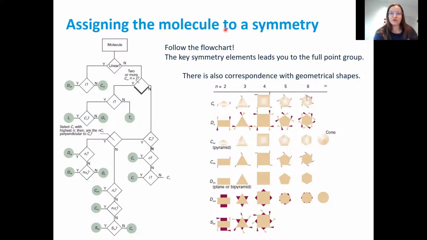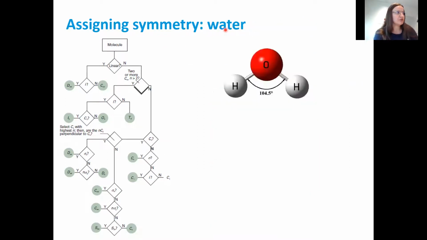So how do we actually use the flowchart? We'll do a tiny assignment of the molecule of water. So we have our molecule. We look at the molecule in a proper arrangement. If we don't draw it correctly, then you won't find the correct symmetry, but drawn correctly, this is the geometrical arrangement. Off we go. Is the molecule linear? No, this is not a linear molecule. It's bent.